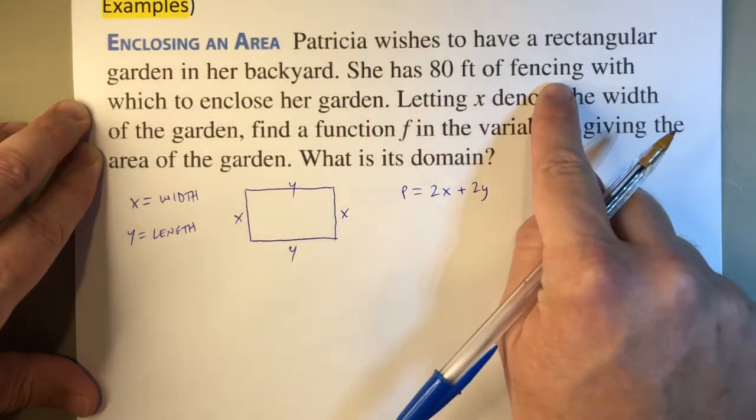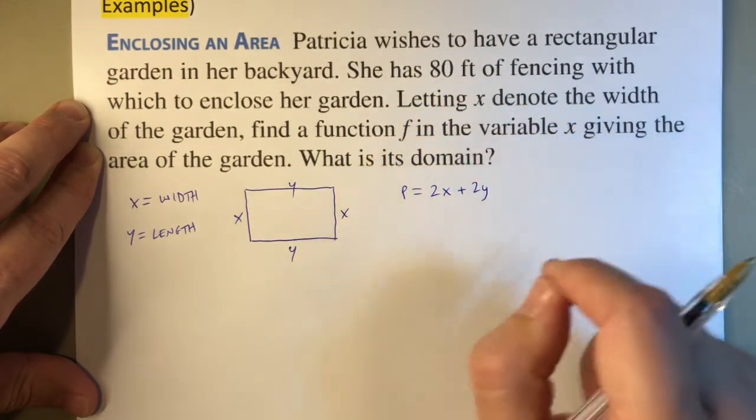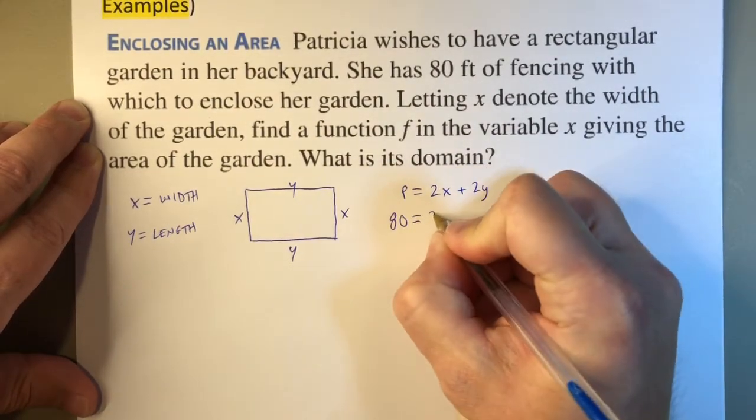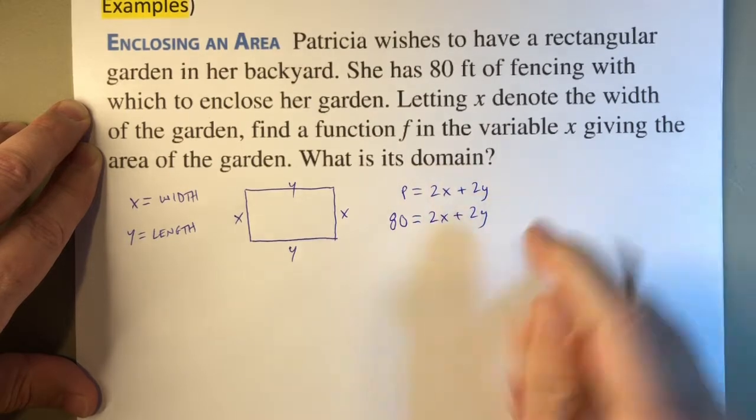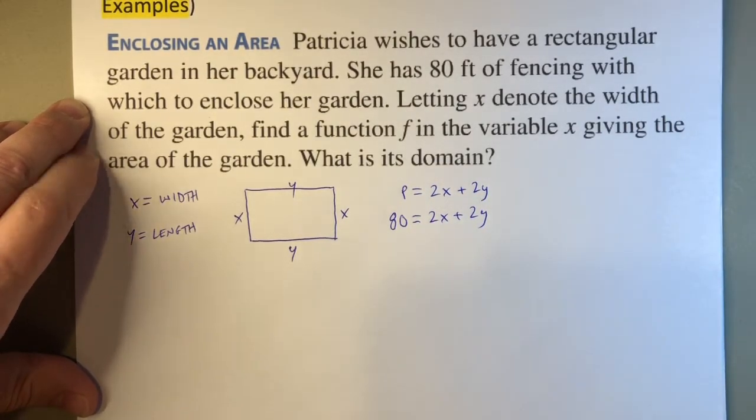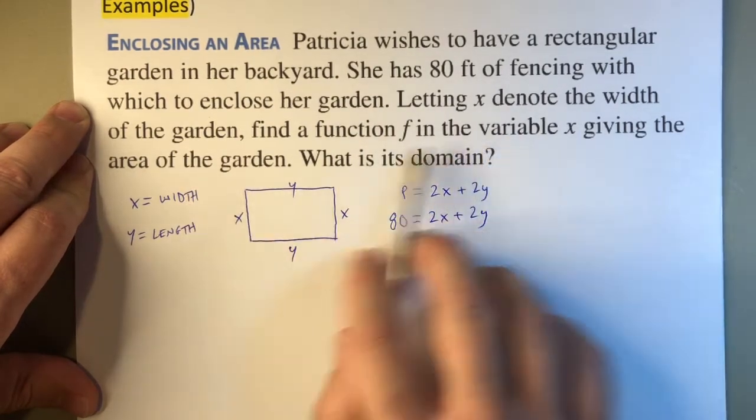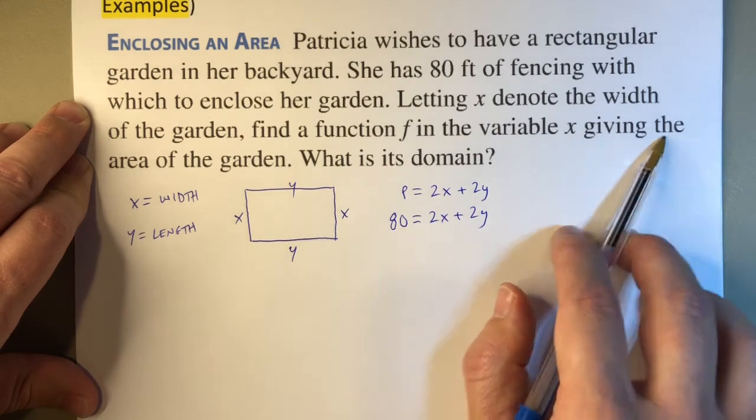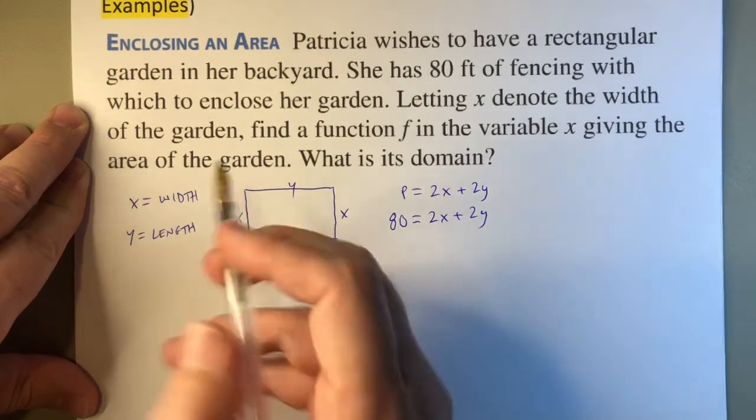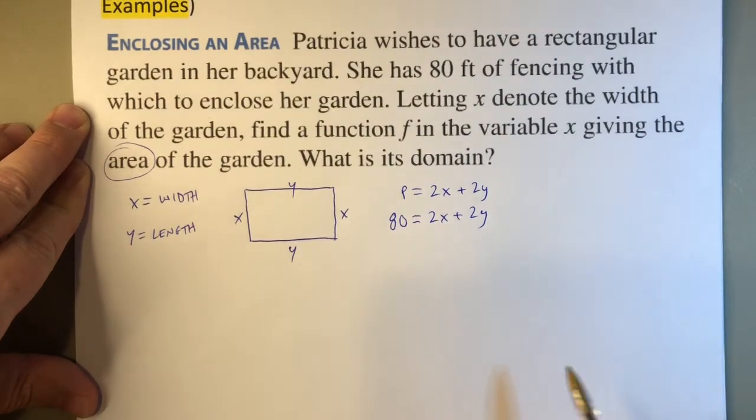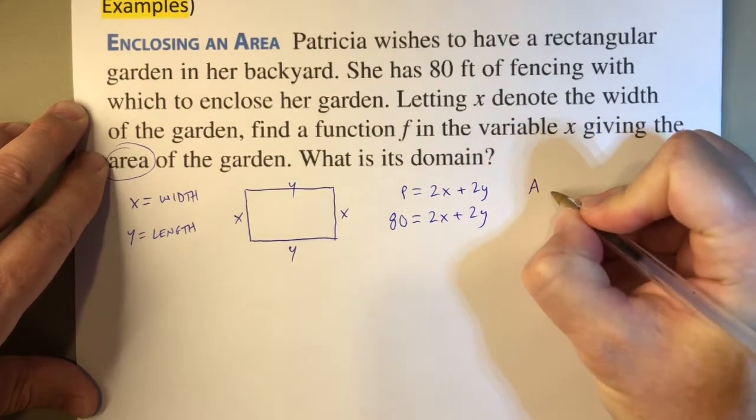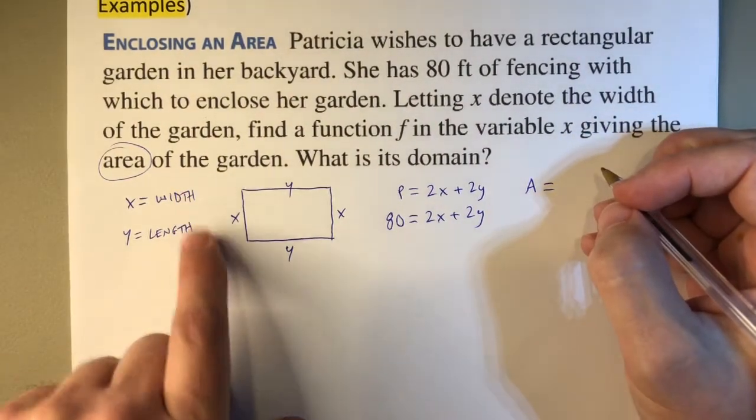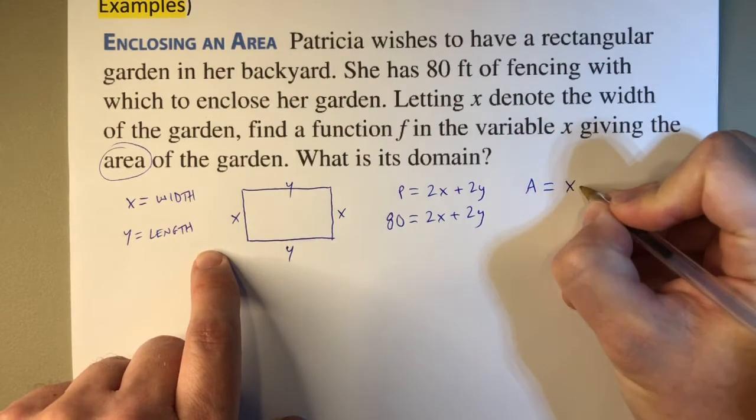She has 80 feet of fencing. That's a linear unit right there, okay? So that's the distance around this whole thing, 80 feet. So P, perimeter, is going to be 80, okay? So now we have an equation which we're going to be able to use here in just a moment. Let's see. Find a function f in the variable x, giving the area of the garden. So we don't have area yet, but we can figure it out, right? Area is the same as what? Well, area is length times width, so y times x or x times y.